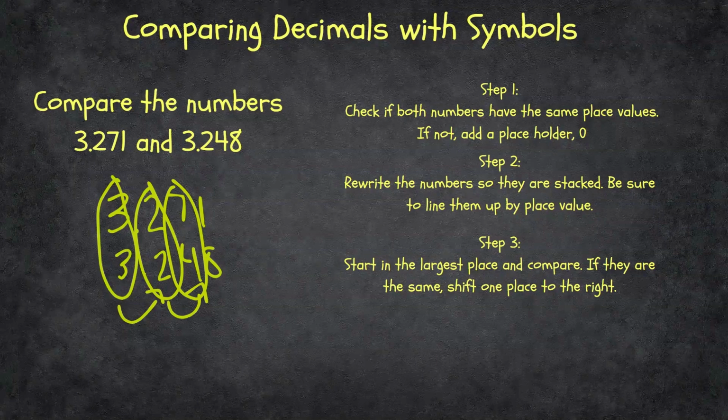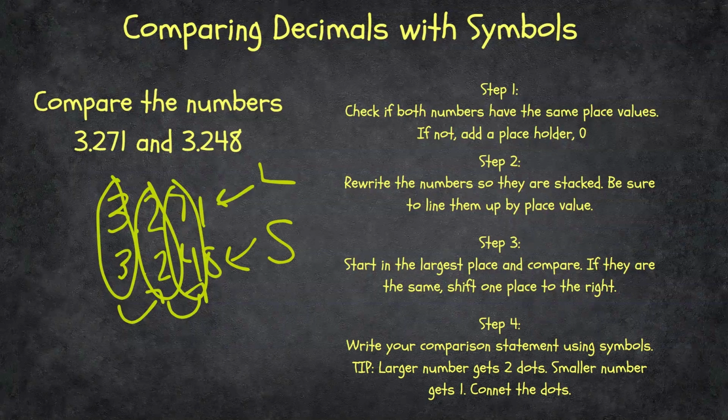I see that that first number is a 7, the bottom number is a 4, 7 is larger than 4, so that's going to make our first top number the larger number, that bottom number is going to be the smaller number. Okay, now in the fourth and final step, we're now ready to write our comparison statement with our symbols.